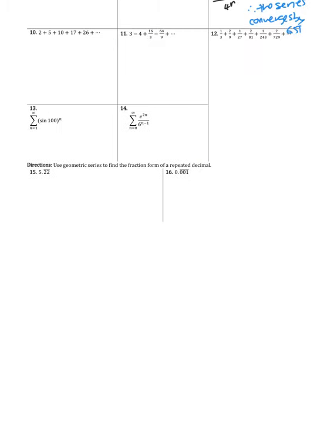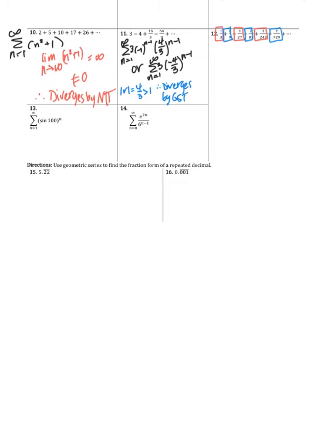Okay, for 10 through 12, I'm going to suggest that you write it using sigma notation first, and 12 is incredibly challenging. I'm going to encourage you to see, is there a way that you could actually break that into 2 different series and then find the sum of those 2 series separately? So that one's incredibly tricky. I want you to think about that for a minute, pause the video, and then work through those 3 problems.